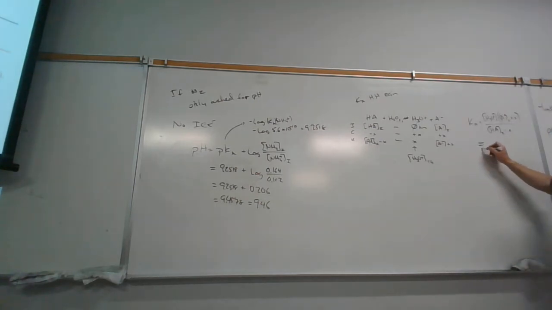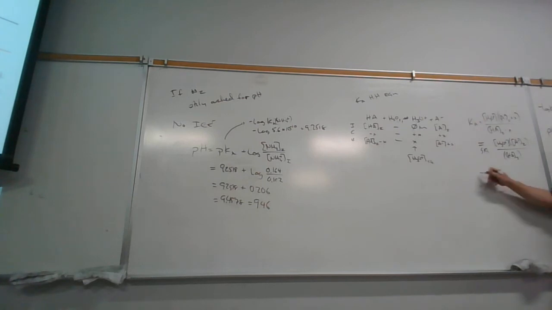The only thing is we have to make sure the simplifying assumption works. If the simplifying assumption is valid, then the Henderson-Hasselbalch is valid, because this simplifies to hydronium times the A minus initial divided by the HA initial. So if the simplifying assumption works, then the pH is equal to the pKa of HA plus the log of the A minus, which is the base, to HA ratio.